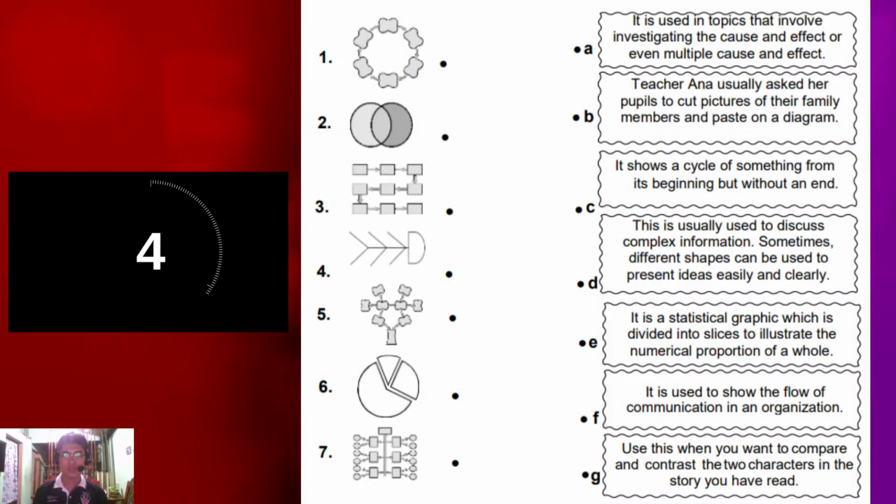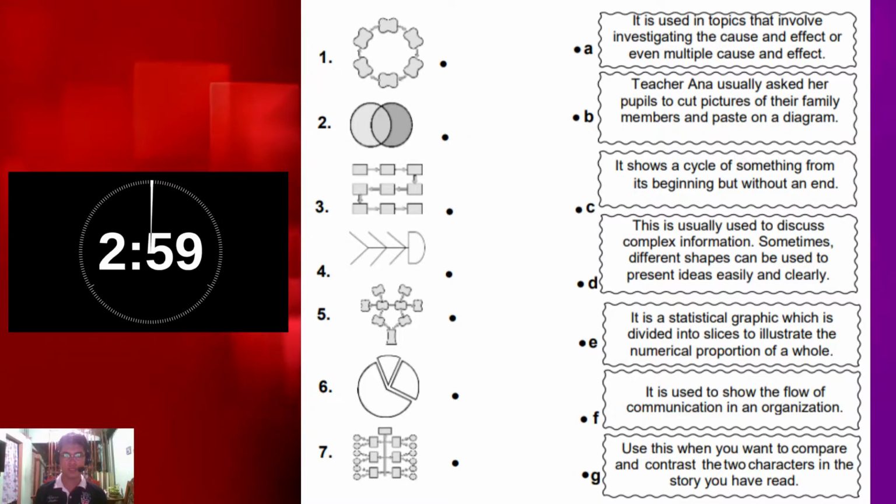For the first one, you see an image of a graphic organizer. What kind of graphic organizer it is? Okay, the answer is C. It is a cycle diagram. Now, try to answer the other items. In case you find it difficult, you can go back to the start of this video and review the discussion. You are given 3 minutes to answer this activity.